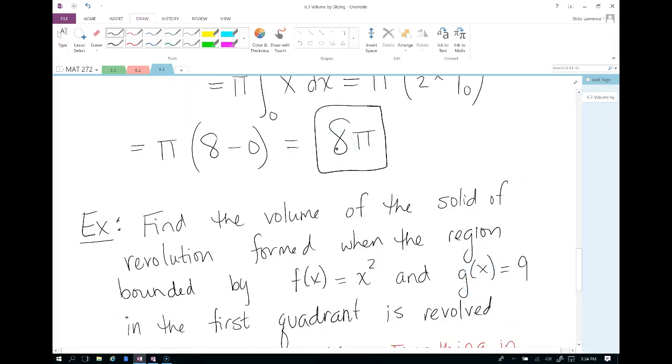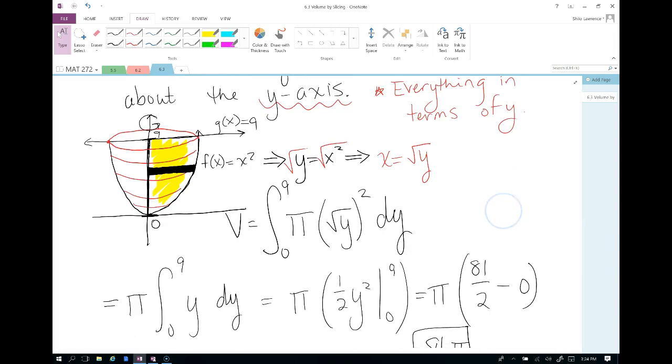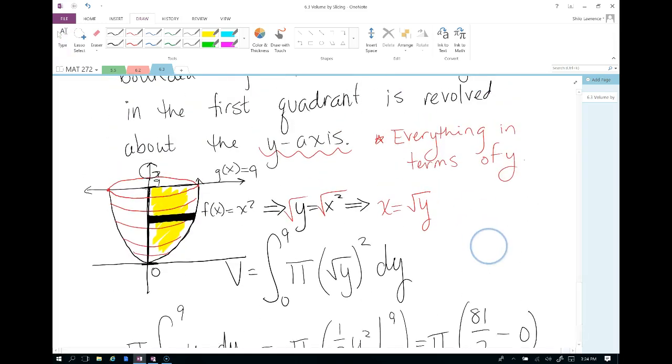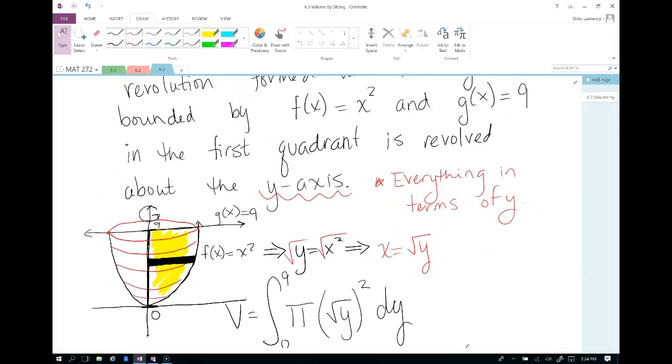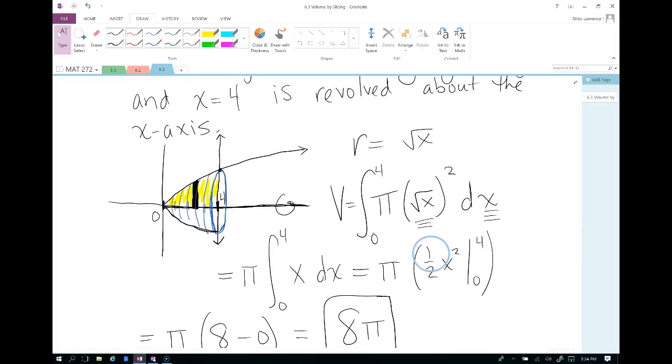The last one was only 8 pi. But we went out 5 extra units. We more than doubled the height of that bowl. So this is just the most basic explanation for volume by slicing.